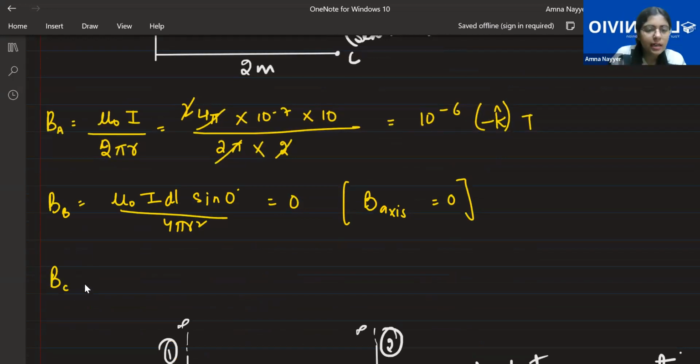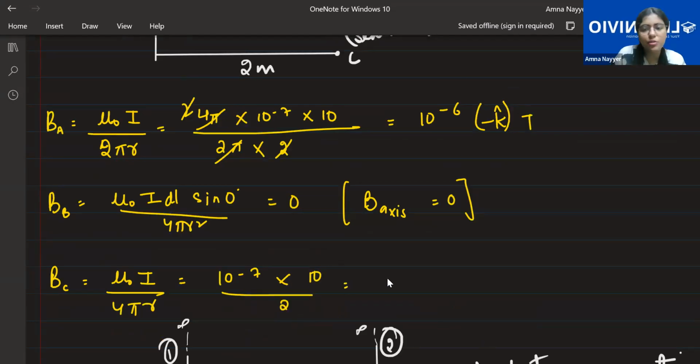Coming to the C point, it is a semi-infinite wire. So the formula is mu naught by 4 pi, directly 10 to the power minus 7. Current flowing is 10 divided by separation 2. So 5 into 10 to the power minus 7.